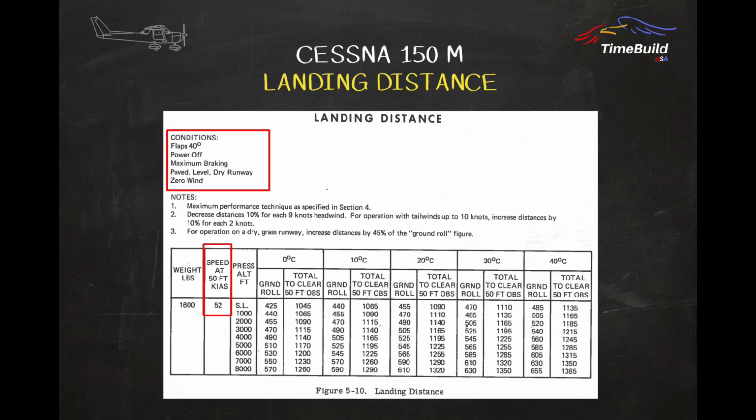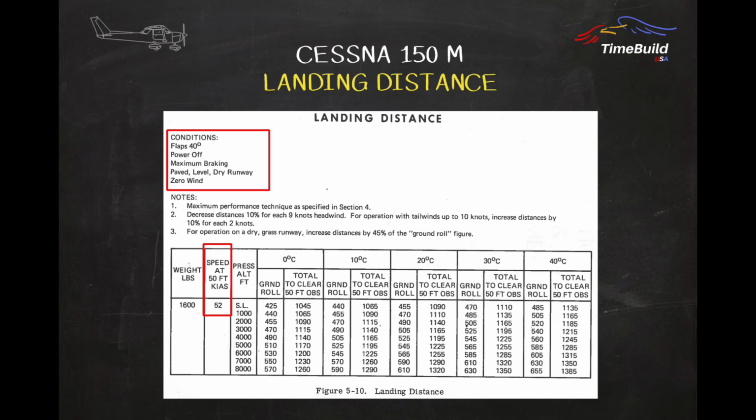The data included in the chart is predicated on a landing with 40 degrees of flaps. As discussed in the landing module, TimeBuildUSA only authorizes the use of 40 degrees of flaps when absolutely necessary or in an emergency such as an off-airport landing. The maximum flap extension is 30 degrees for normal operations.